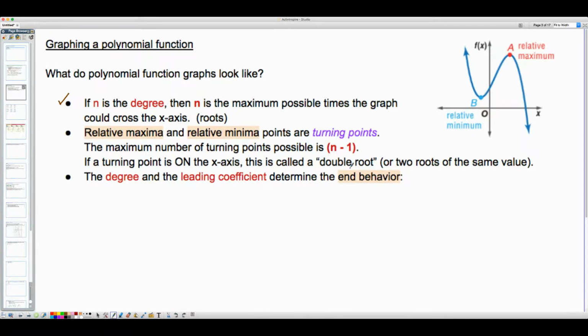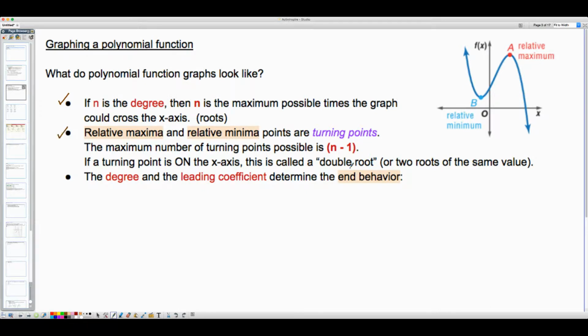What does it look like when we graph it? Well, if n is the degree, then n is the maximum number of times that this could cross the x-axis. Notice this has a degree of 3. This is a cubic equation, and it only crosses once. That's because the graph is above the x-axis. But it could go down below it, and it would cross it 3 times maximum, because that is the degree of this.